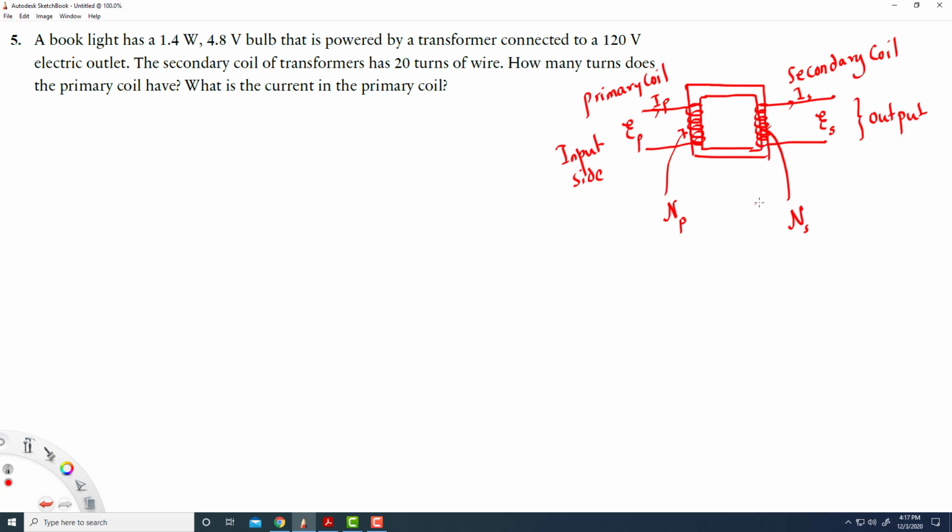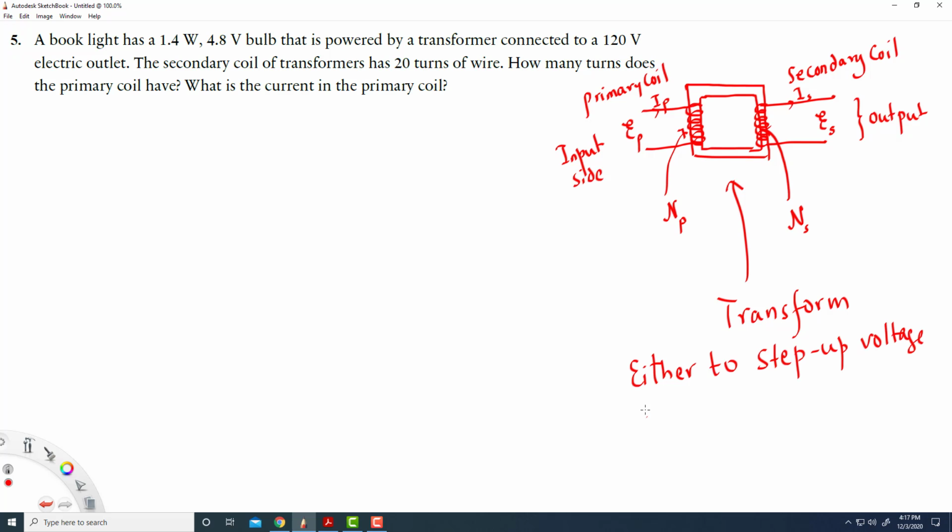Okay, and the function of the transformer, why we want to use a transformer, like we talked about in the last lecture: the transformer is used to either step up the voltage or to step down the voltage.